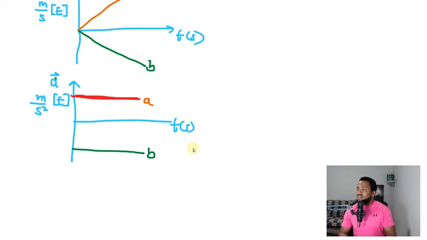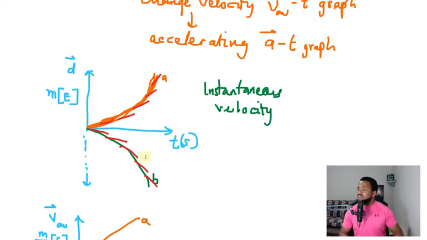So if we take the slope of this line here, that gives us a constant acceleration. So that means we have an accelerating object. So this is one case scenario over here.